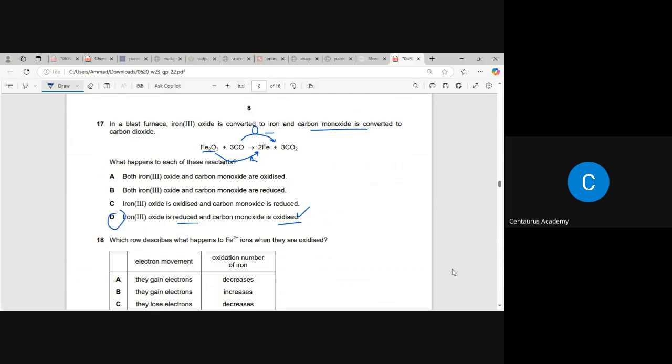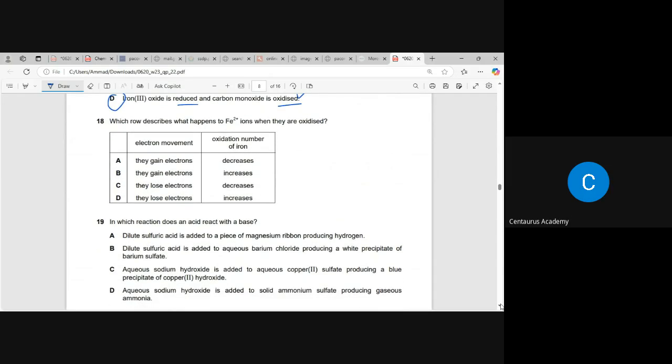Which row describes what happens to, and how you can say that? You can also say this iron here is +3. Its oxidation state basically changes from +3 to 0. In atom, the oxidation state is 0. What about carbon? Carbon here is +2, and here carbon in carbon dioxide, it is +4. So the oxidation state is increasing. When the oxidation state is increasing, it means that oxidation reaction has taken place.